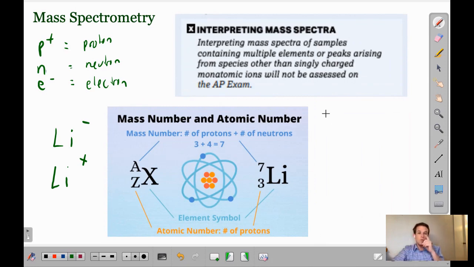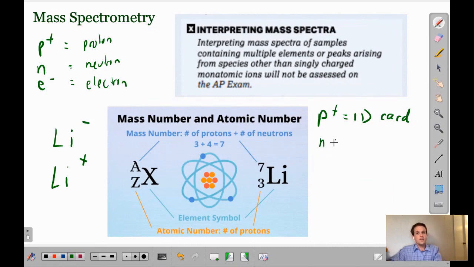Another way that we end up with different amounts of things is that, not always, but often, there is more than one version of the same element. So what do I mean by that? Well, protons are like the ID card of an element. Based on how many protons you have is basically your identity. If you have 6 protons, you're always carbon. Doesn't matter how many electrons you have, doesn't matter how many neutrons you have, you're always carbon. Same thing with lithium, but for 3.